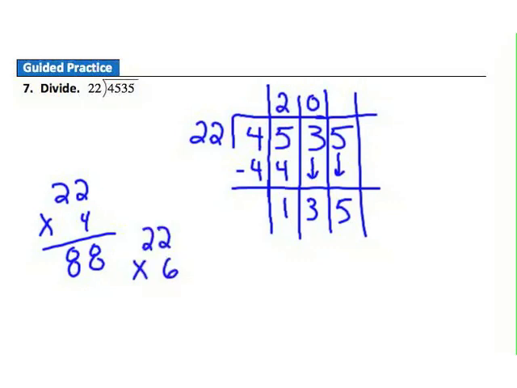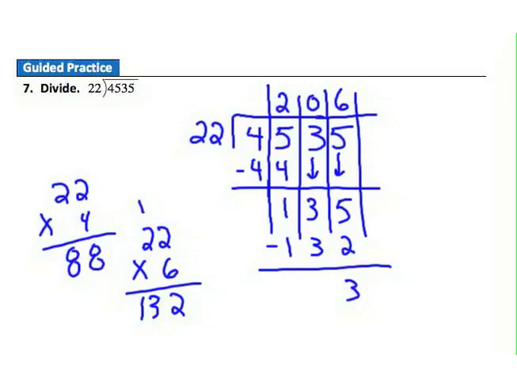22 times 6. 6 times 2 is 12. Carry the 1. 6 times 2 is 12 again, plus the 1 is 13. So 132, that's it. 6 is the number. So 22 is going to go into 135 6 times. And when I multiply, I'm going to get this 132, because I just did that multiplication. So that's what I'm going to be subtracting. 135 minus 132 gives me 3. So it looks like my answer is going to be 206, remainder 3.